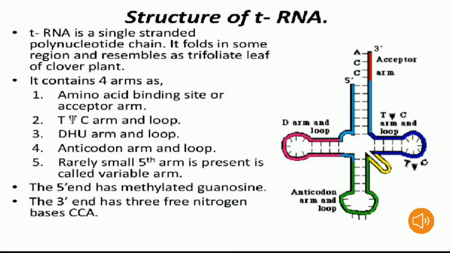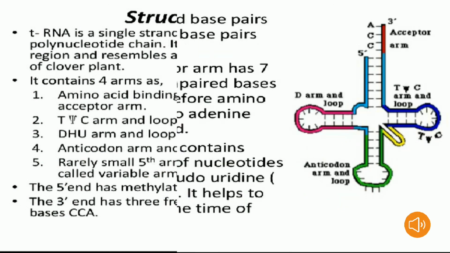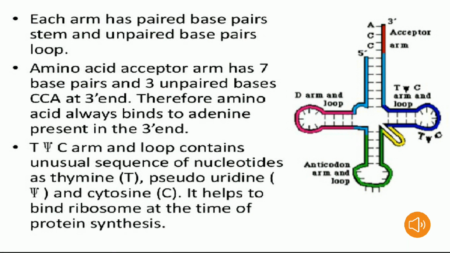And rarely a small fifth arm is present. It is called the variable arm. The fifth end you can clearly see in the picture. The fifth end has methylated guanosine, and the third end has three free nitrogen bases, that is CCA. See the picture clearly. Each arm has paired base pair stems and unpaired base pair loops. The amino acid receptor arm has 7 base pairs and 3 unpaired sequences, that is CCA at the third end.